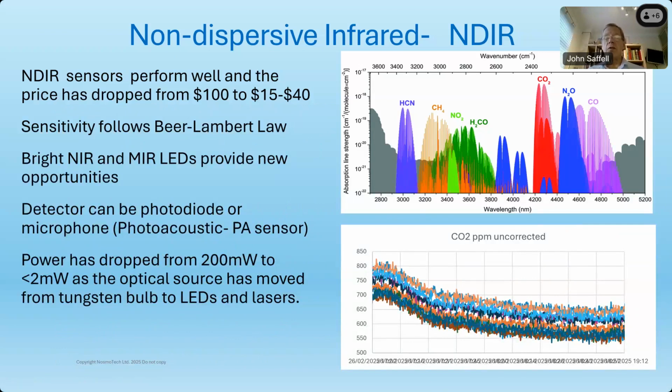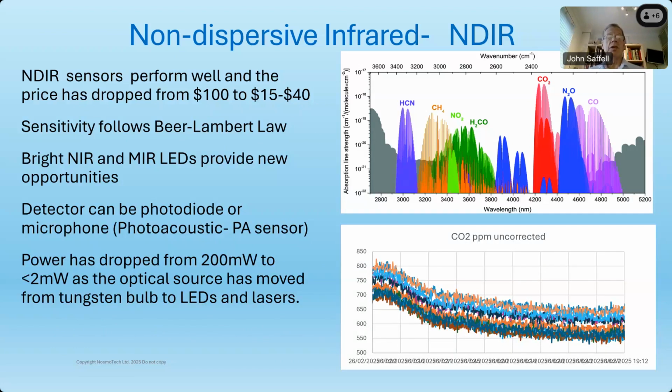NDIR is now the dominant technology for measuring CO2, and they perform well. And the price used to be $100 to $200. They're now $15 to $40 for the sensor only. You'll pay more for an instrument because that includes batteries, microprocessors, displays, cases, servicing, etc. But the sensors themselves sell for that price, and it follows the Beer-Lambert law, which you can look up if you wish.